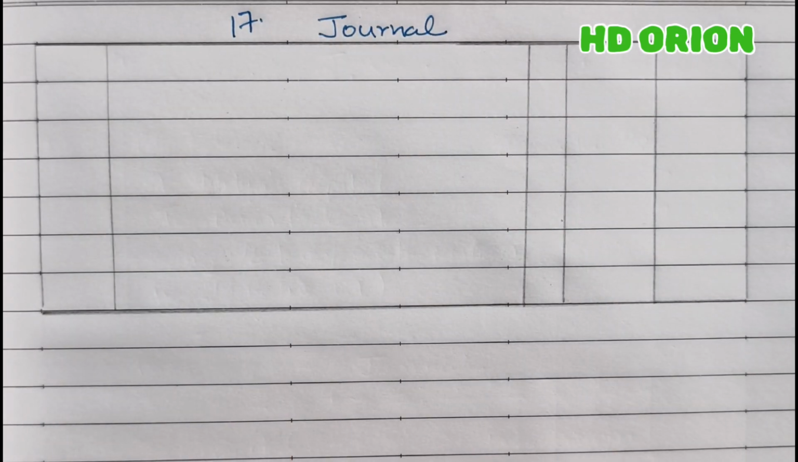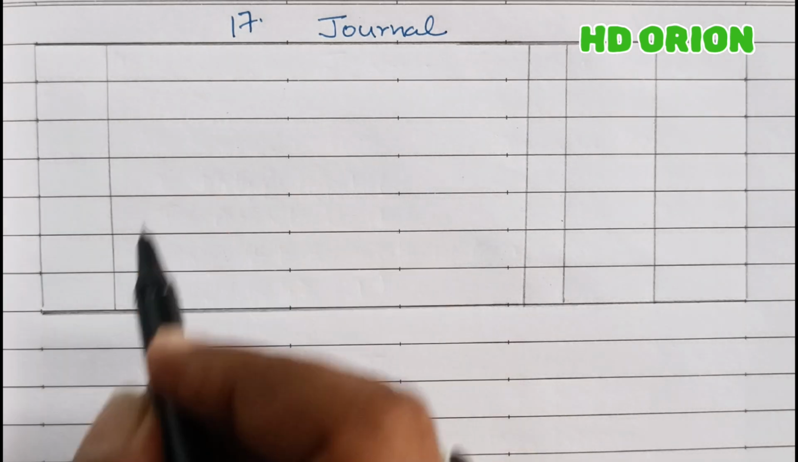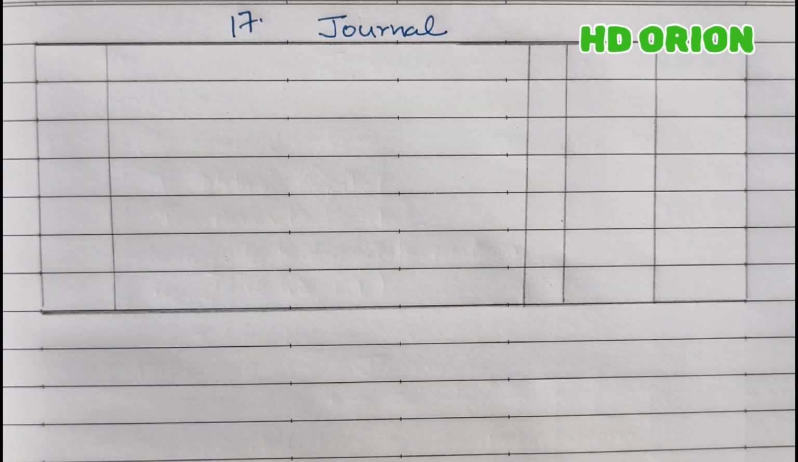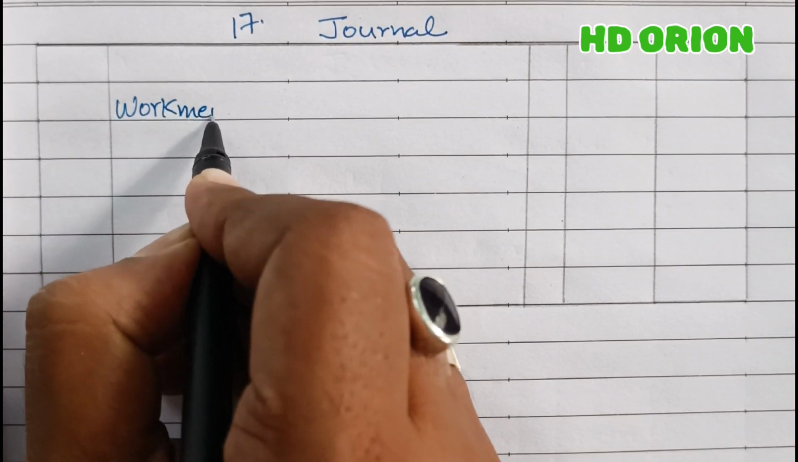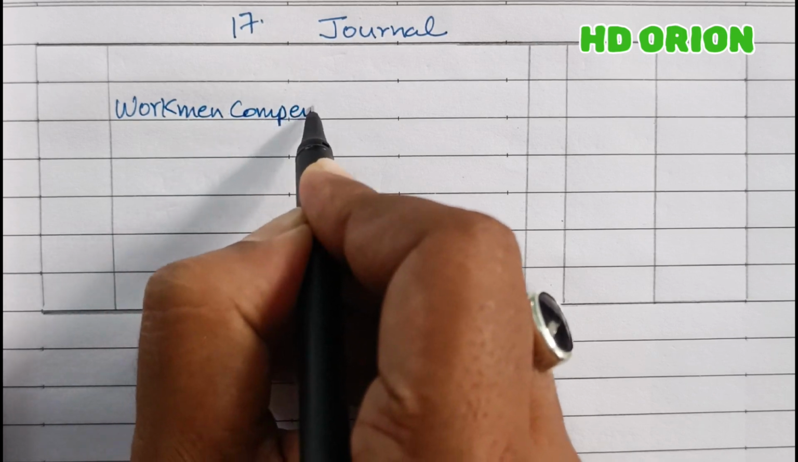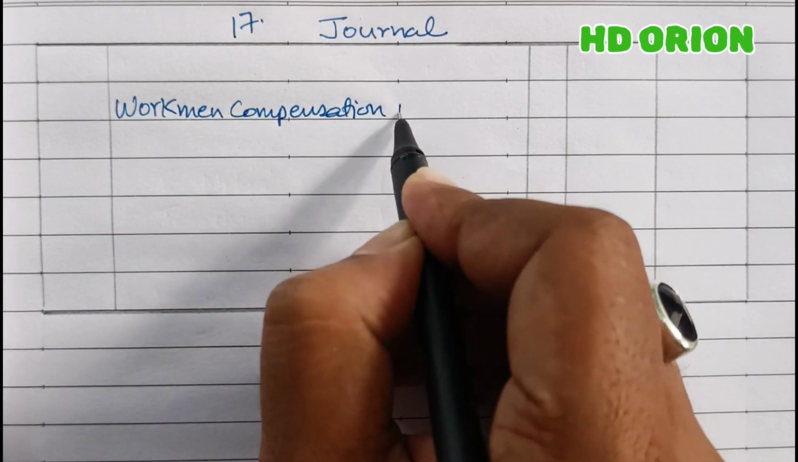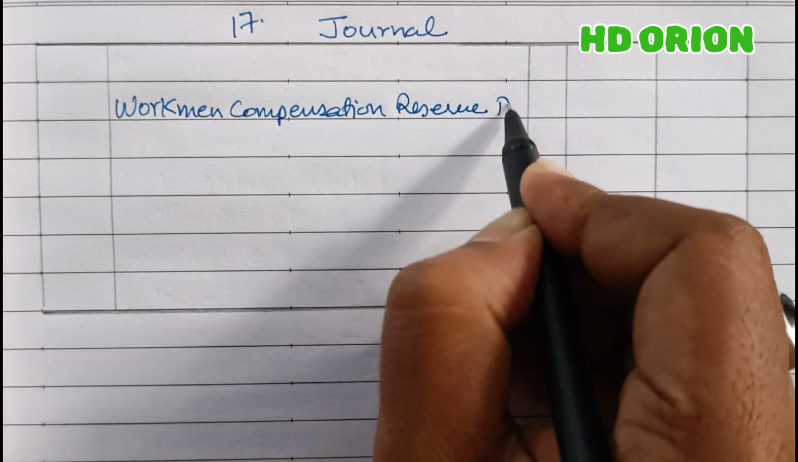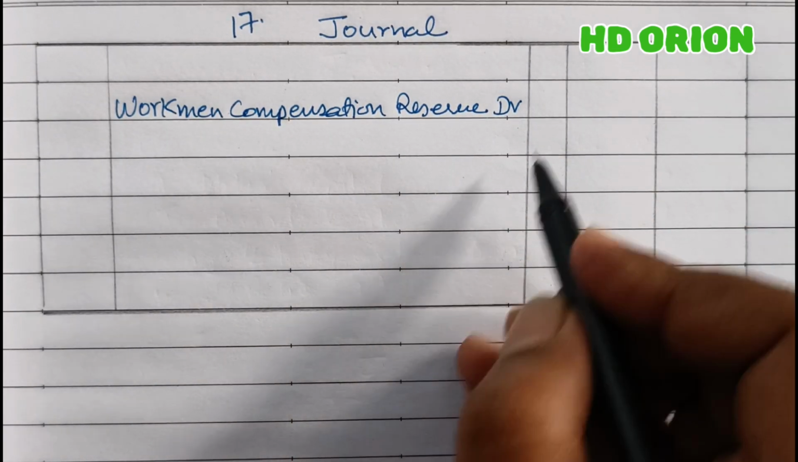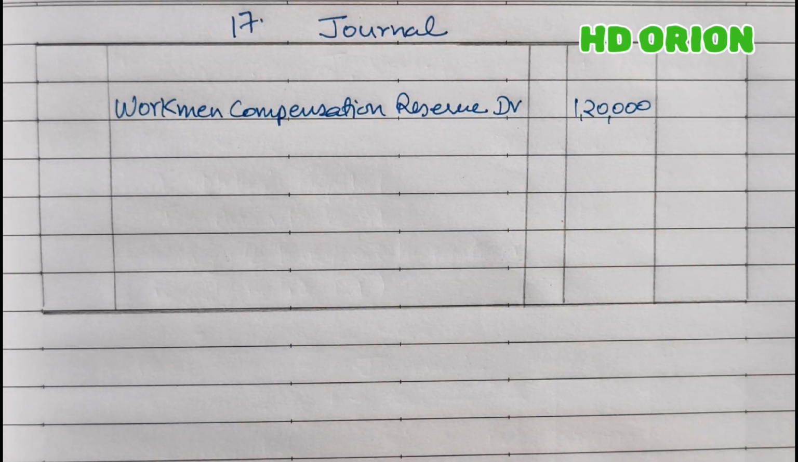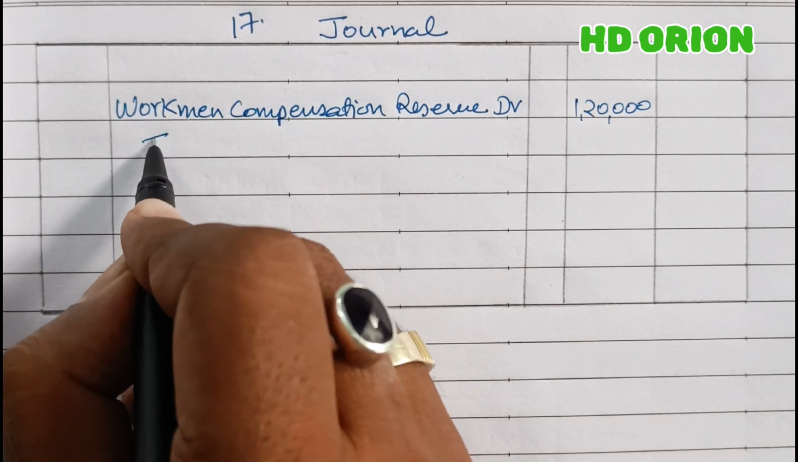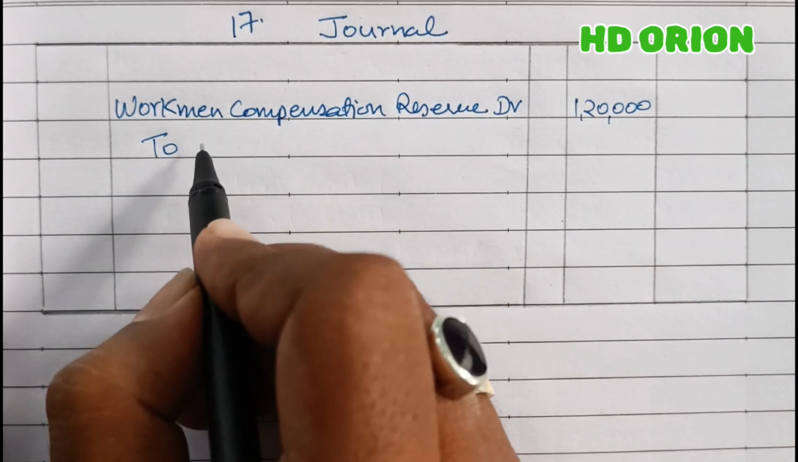So solution 17, we have to treat workman compensation reserve, and all the reserves are credit balances, so we will debit and close it. So workman compensation reserve account will be debited and closed. There is 1,20,000 rupees in this. Now there has emerged a claim also. Workers have claimed an amount of rupees 80,000. So one portion to workman compensation claim.